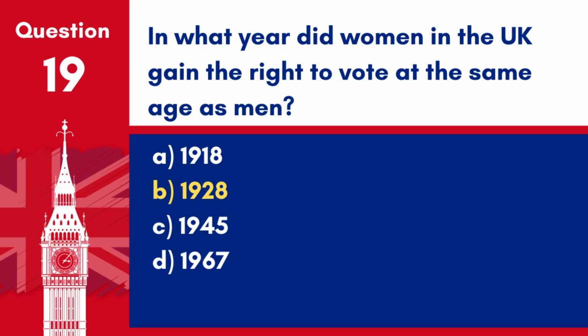Answer: B. 1928. Women in the UK gained the right to vote at the same age as men in 1928, following years of campaigning by the suffragette movement.